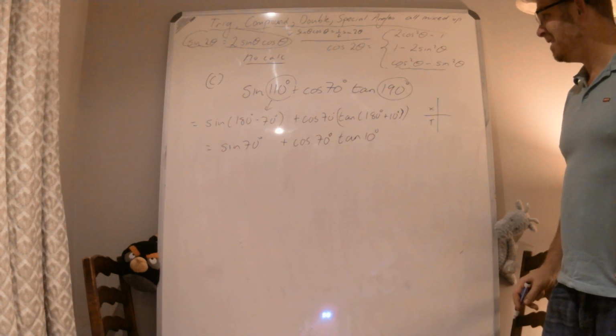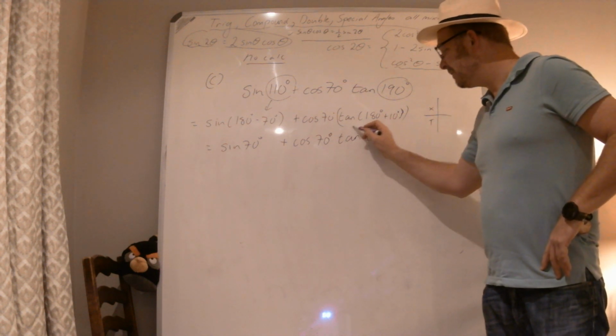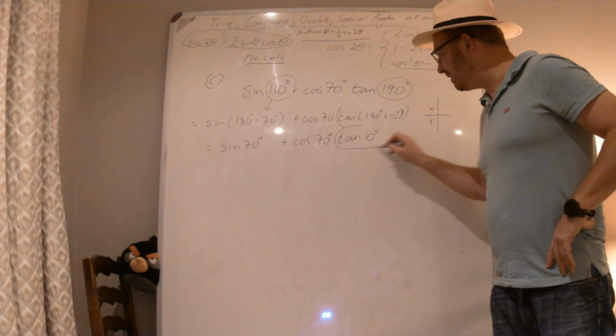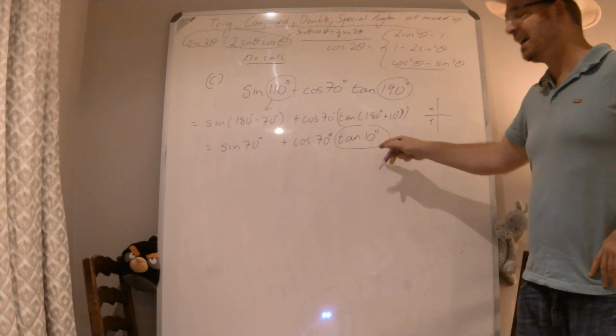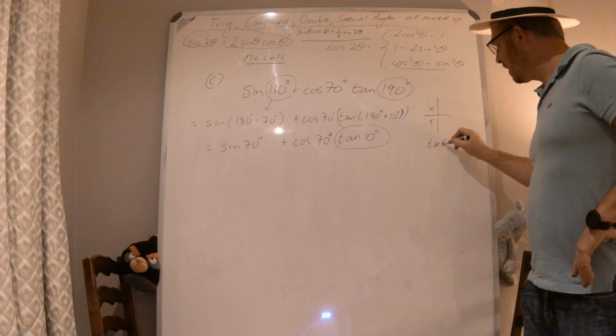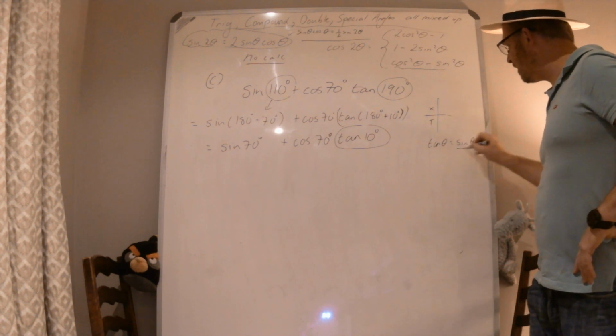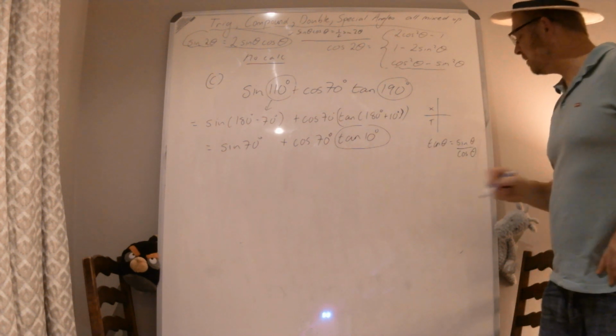So there's really only one thing I can think of, and that is to work with that tan 10. Okay, so go get it to sine and cos. How can I write tan? Remember, tan of an angle is the same thing as sine theta over cos of that angle.